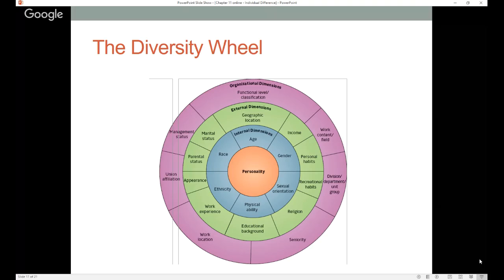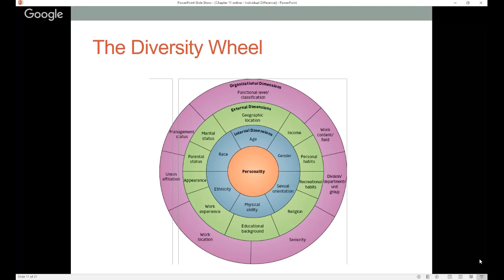Your weight, whether you have tattoos or not, your appearance, whether you have long hair, short hair, curly hair, all of these things are also dimensions of diversity. And then there are other organizational dimensions of diversity.